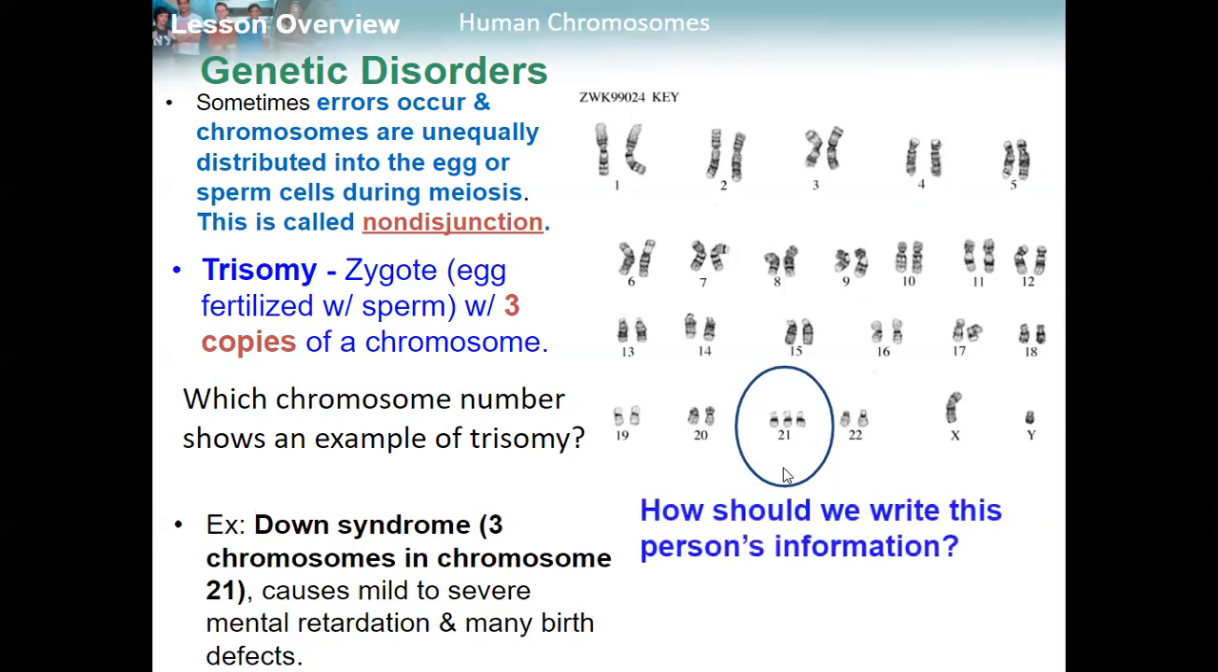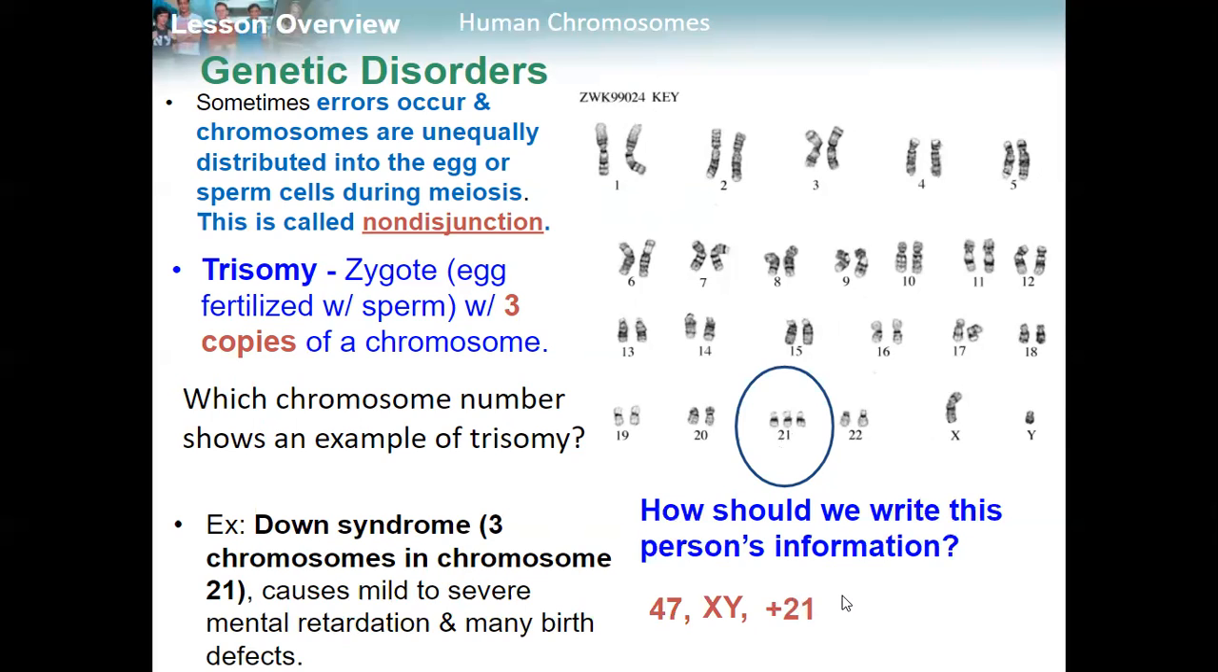All right, how would we write this person's information? Now remember, the first part is writing the total number of chromosomes. Well, this person doesn't have 46 chromosomes, they have an extra chromosome, so we would write 47. The next part is, well, what are the sex chromosomes? This is X and Y, so this is a male. And then the last part is when there's an extra chromosome on one of these numbered sets, we're going to write a plus because there's an extra and it's specifically on number 21. So that's how you write the person's information.